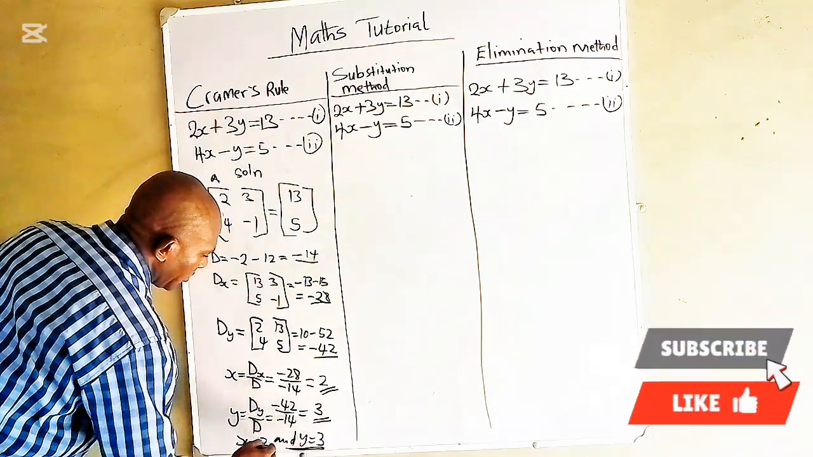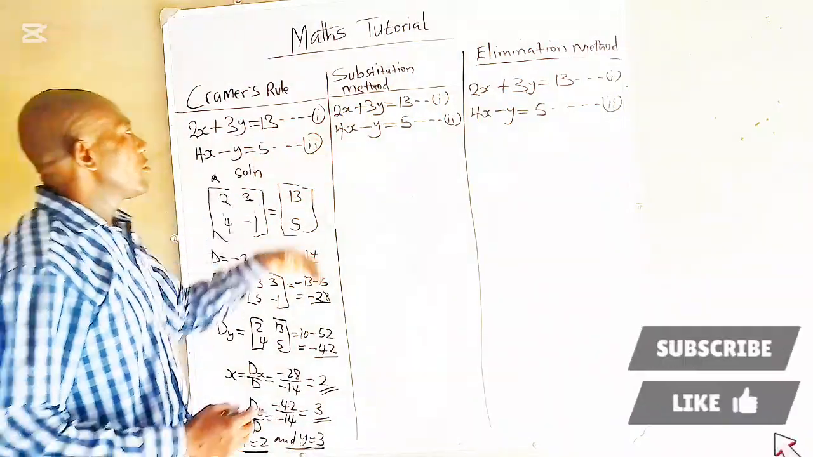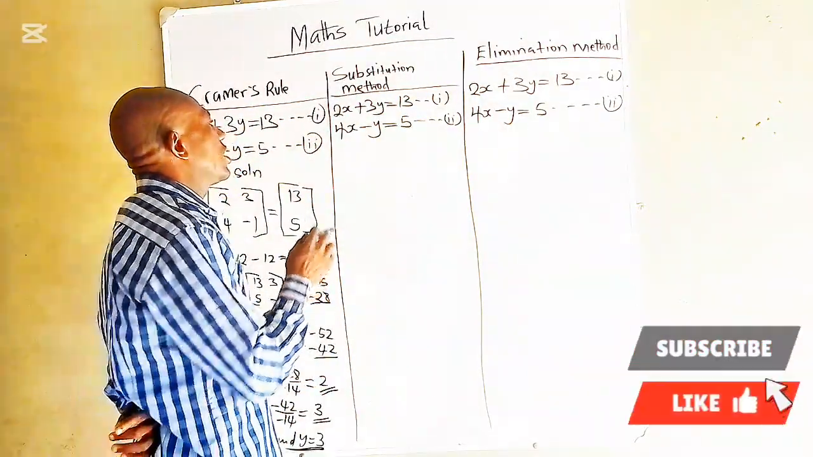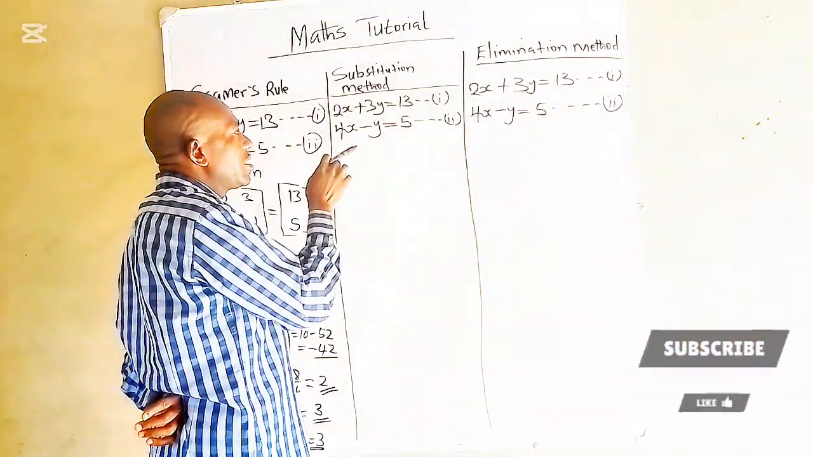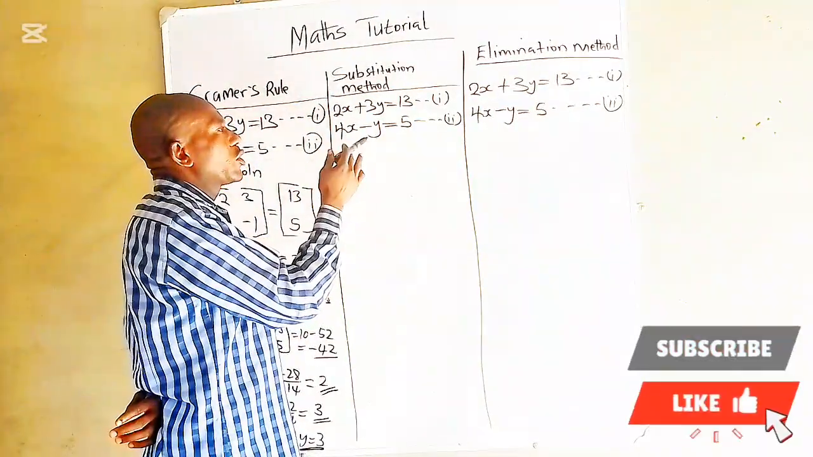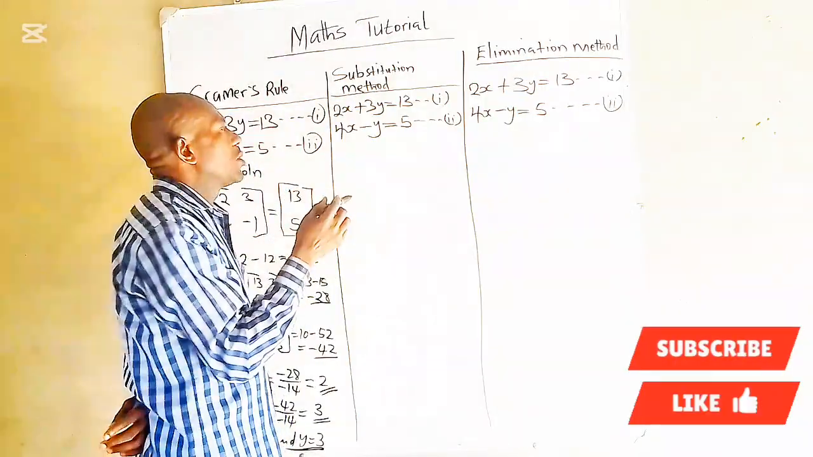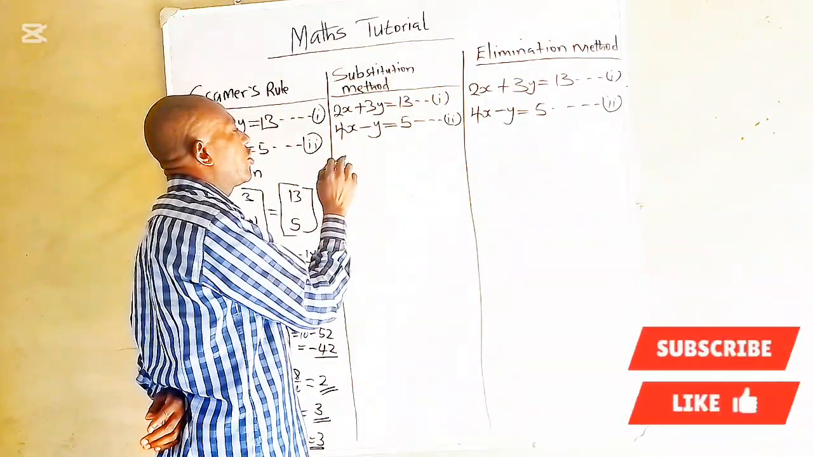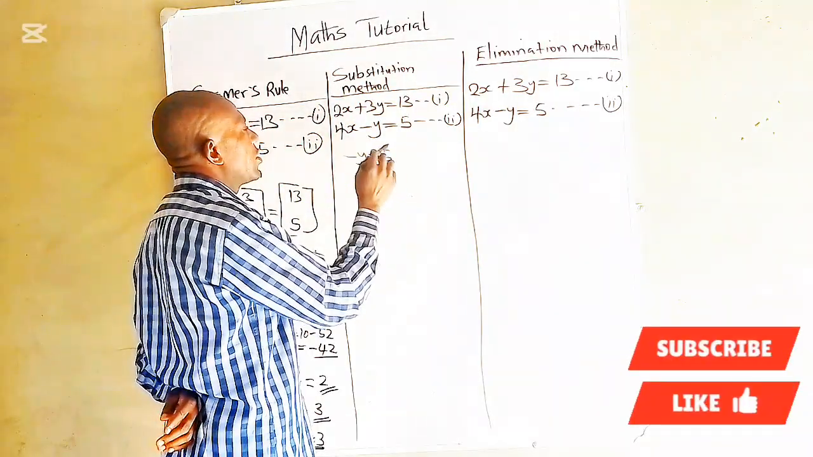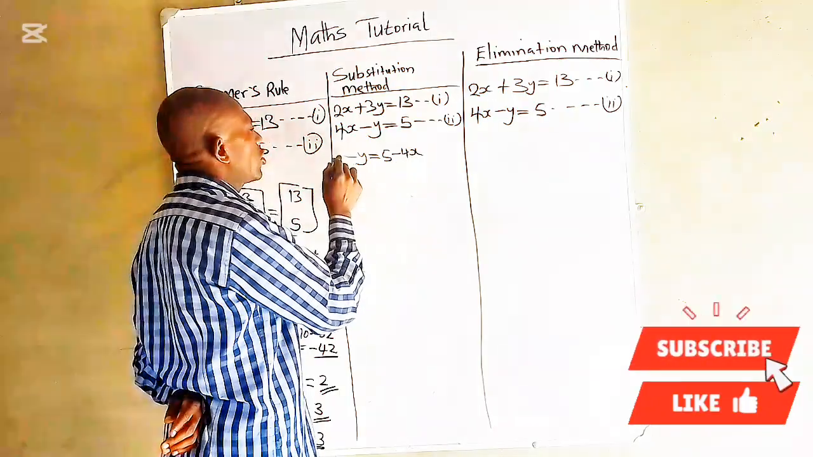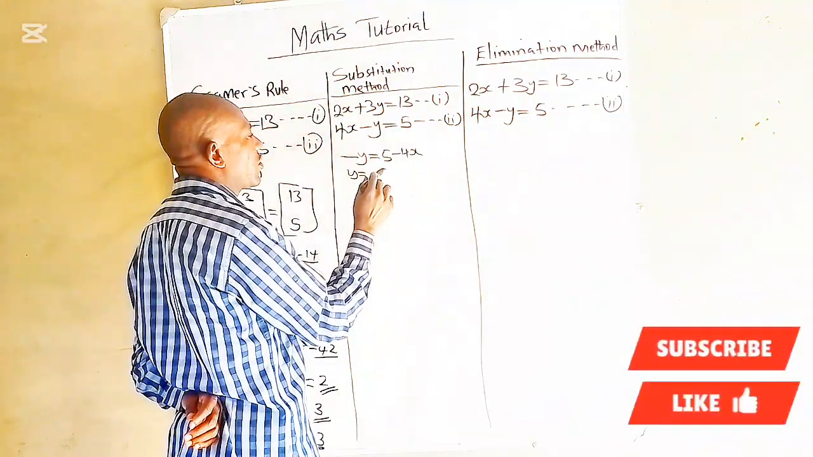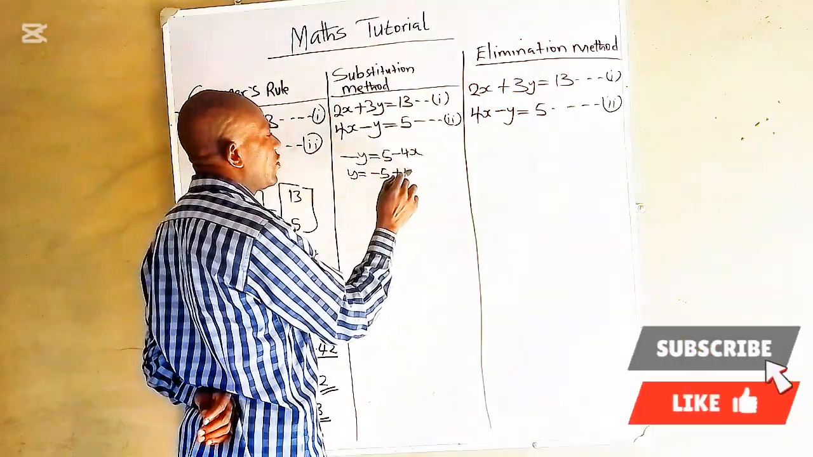That is the answer. Now let's use the substitution method. We want to use the substitution method for this simultaneous equation. What we look at is the easiest equation from equation 1 and equation 2. So equation 2 is better to use to transform. We transform equation 2 in this way. We have minus y is equal to 5 minus 4x. So multiply all through by minus 1 so that we can get the value for y. y is equal to minus 5 plus 4x.